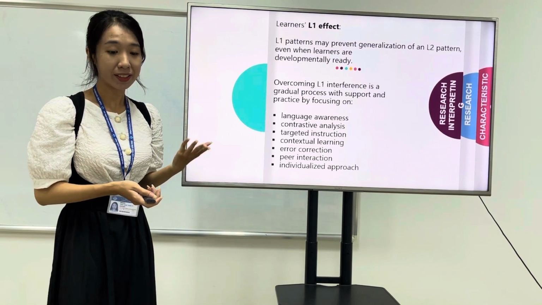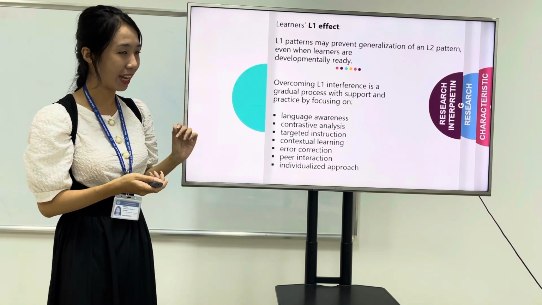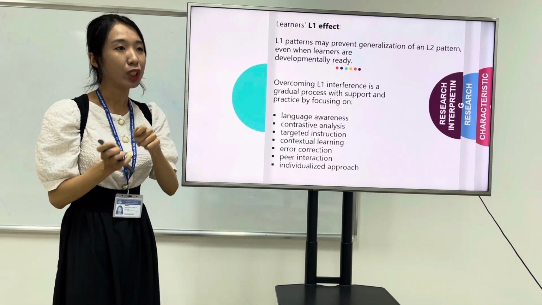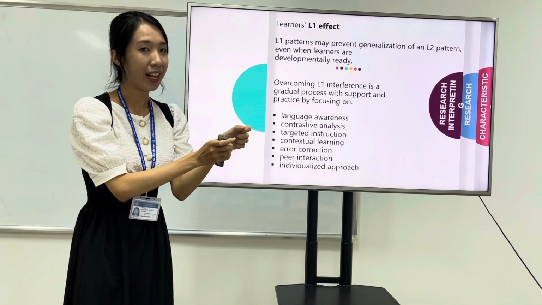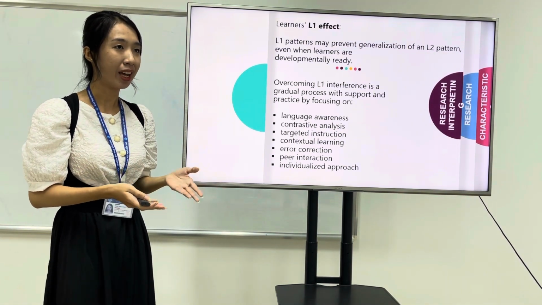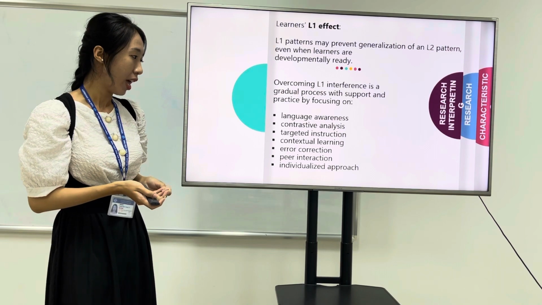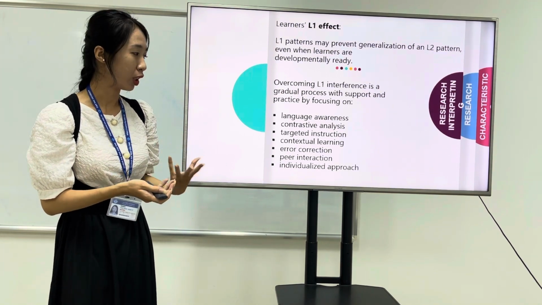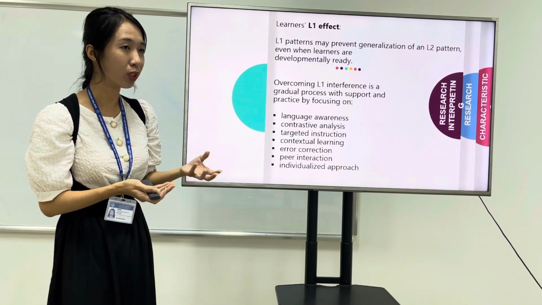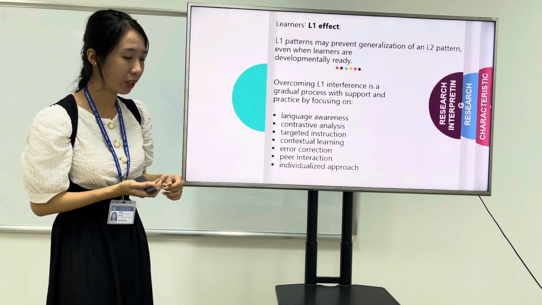First one is we need to raise language awareness. Second one, we make a contrastive analysis between the two languages. For example, Vietnamese and English have different grammar, like adjective and noun in English, and in Vietnamese we have noun and adjective. And the third one is targeted instruction, which also means explicit and elaborative instruction. And next one is contextual learning. And next one, we need to help them to correct errors and mistakes, and then foster peer interaction in the classroom by cooperative or collaborative learning. And final one, we need to consider an individualized approach.